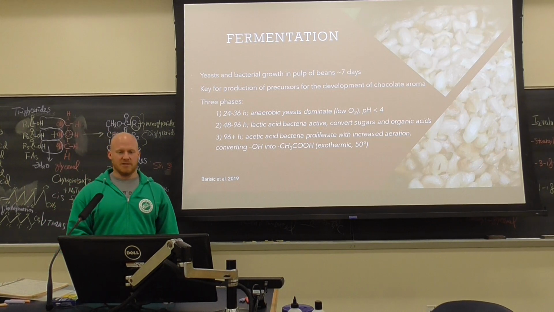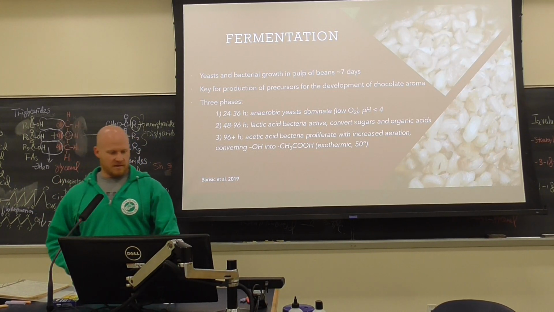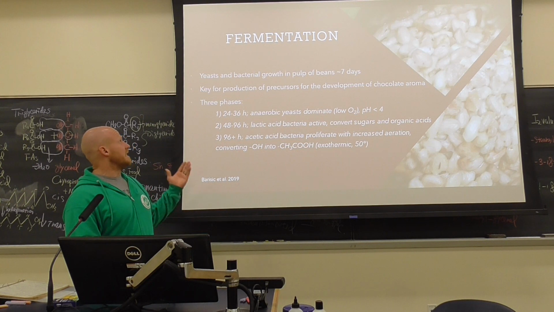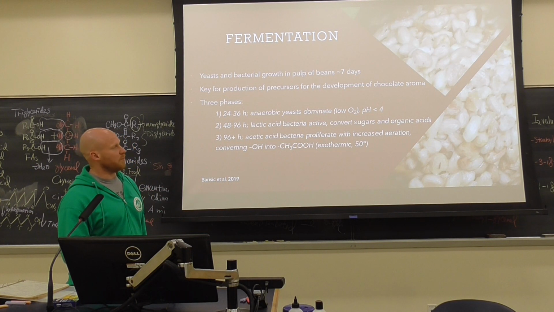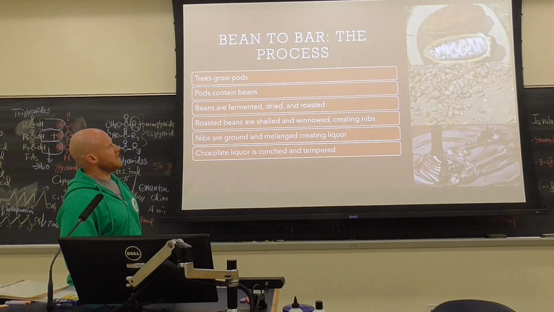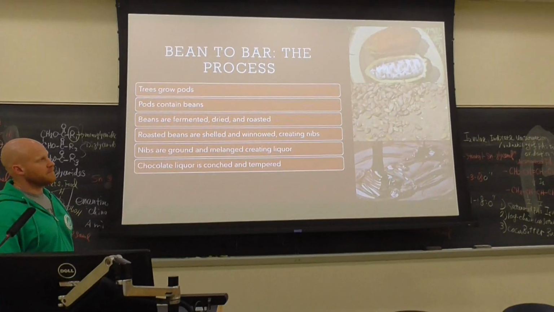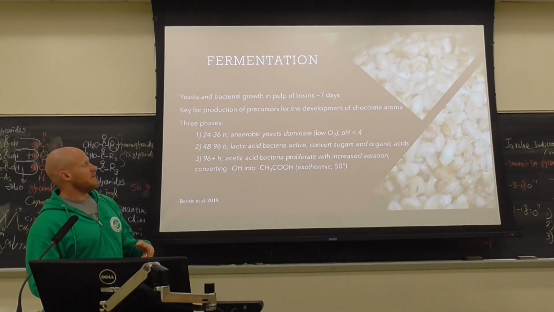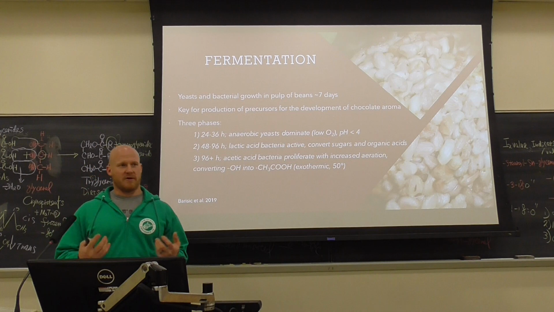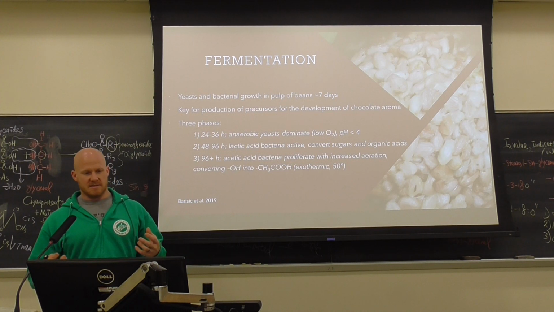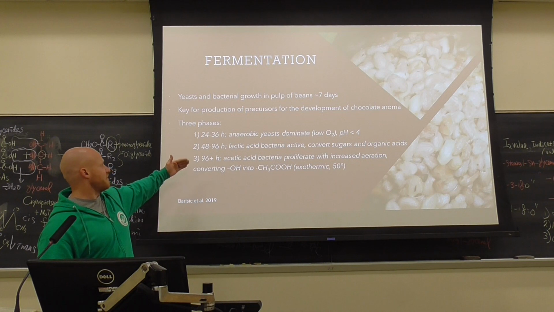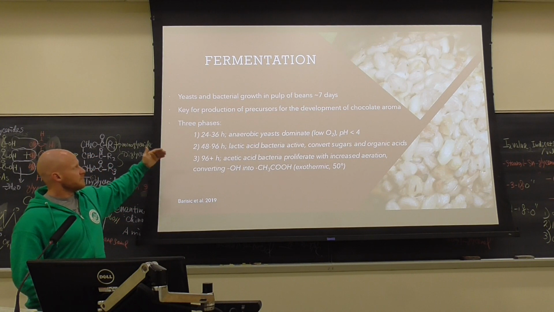So let's start with fermentation. Fermentation uses yeast and bacteria that grow in the pulp. The pulp is this white section surrounding the bean. The yeast and bacteria continue to grow and proliferate for about 7 days. During those 7 days, the 3 phases of fermentation take place.